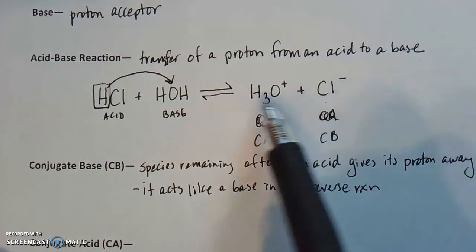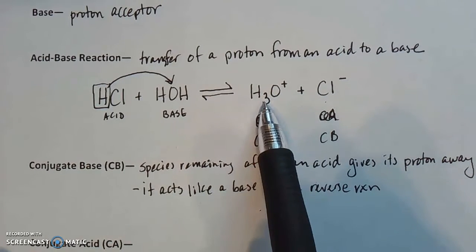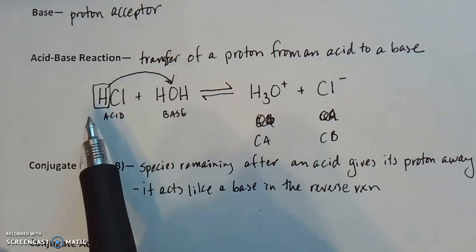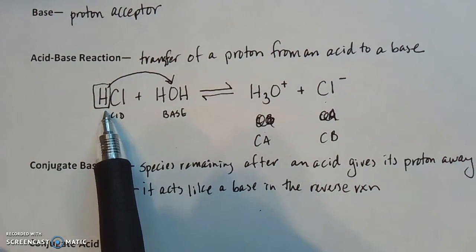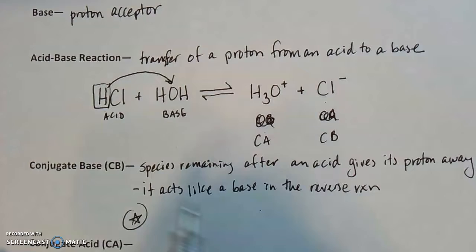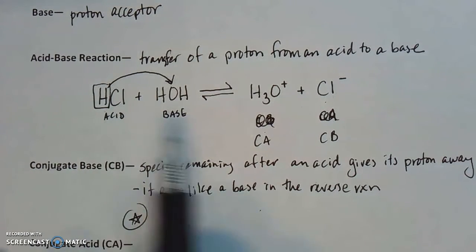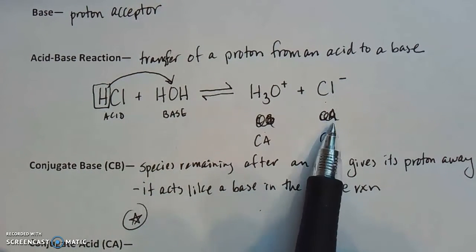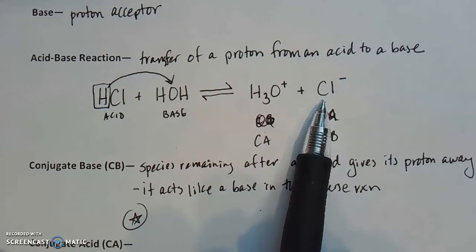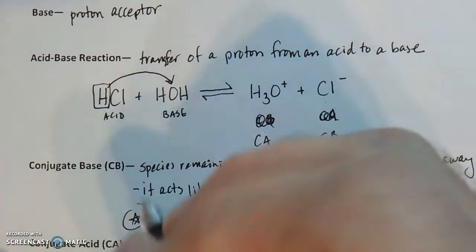So if we look at the reverse reaction, H3O+ donates an H to Cl- to become HCl. And if you notice, the acid and the conjugate base are related to one another because we decrease the H's by 1 and the charge decreases by 1.